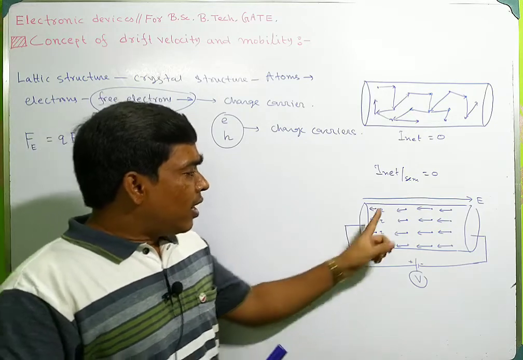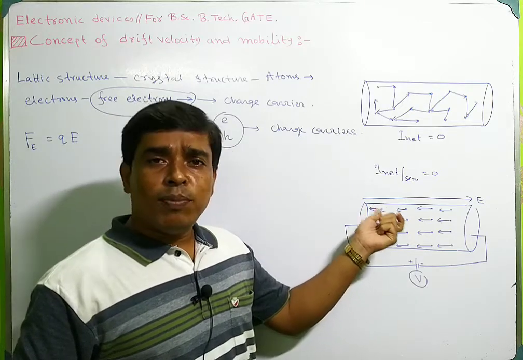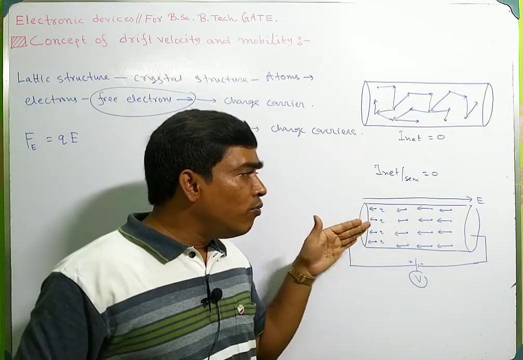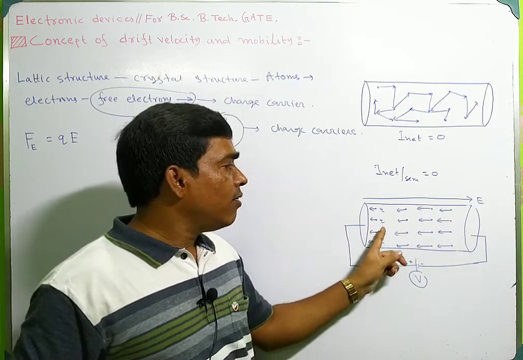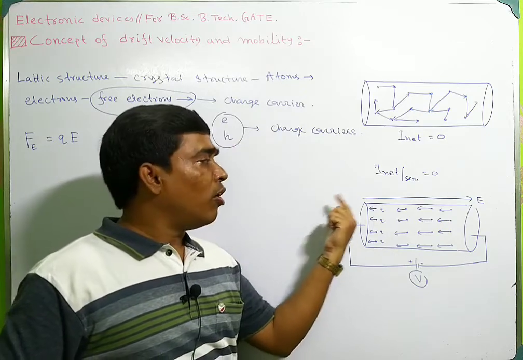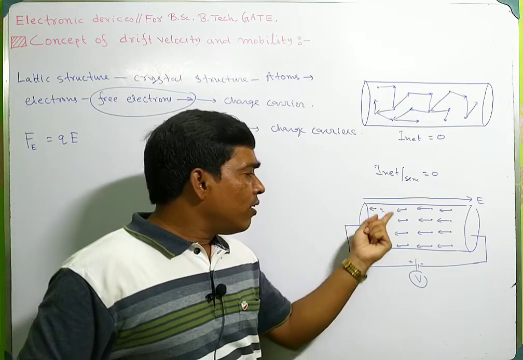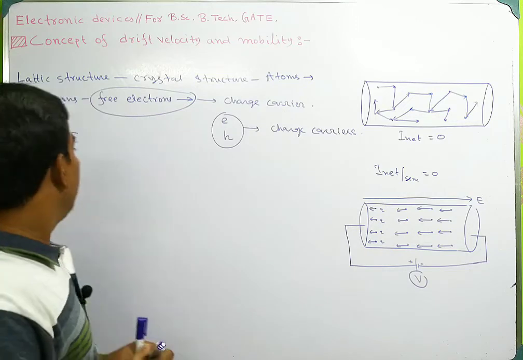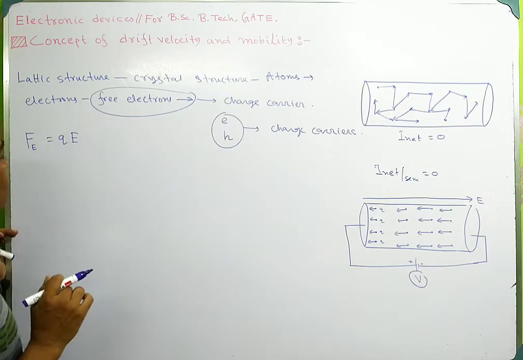Now this charge carrier gets an electrostatic force, then it will move in a specific direction. This is a negative charge, that's why the electron will move along this direction, opposite to the electric field. Because of the electrostatic force, this charge will move opposite to the electric field.